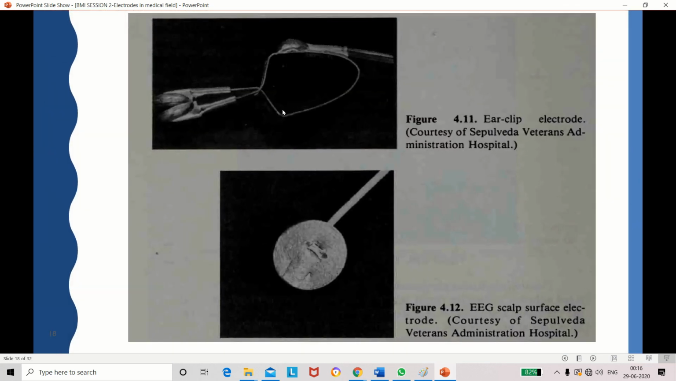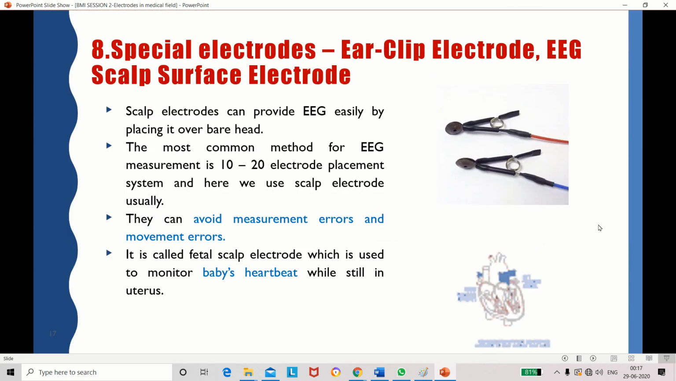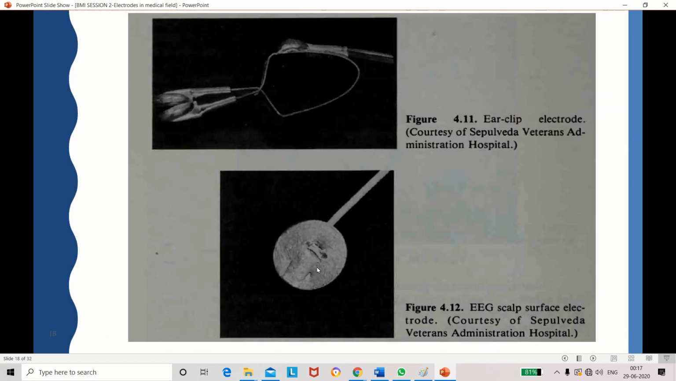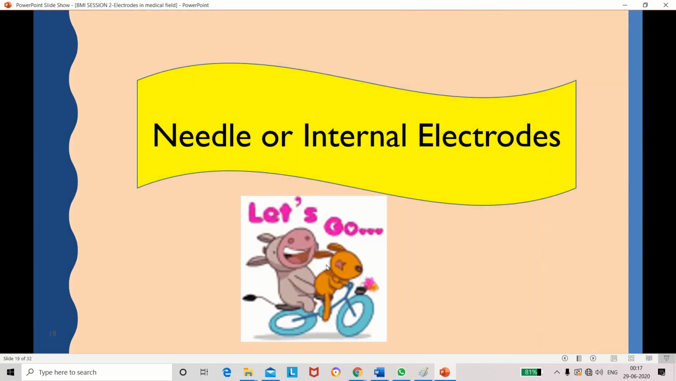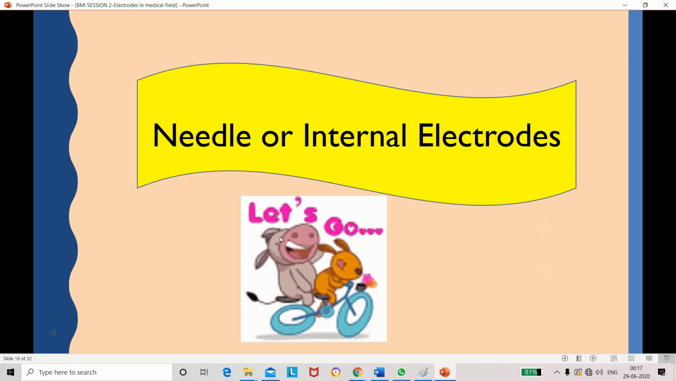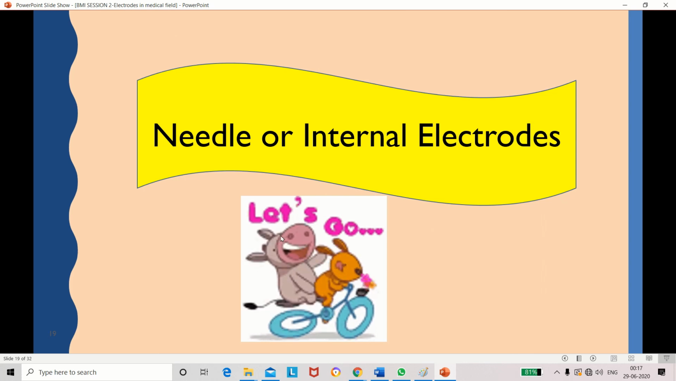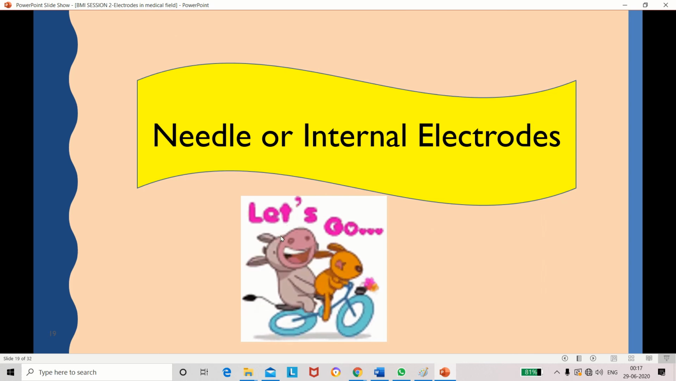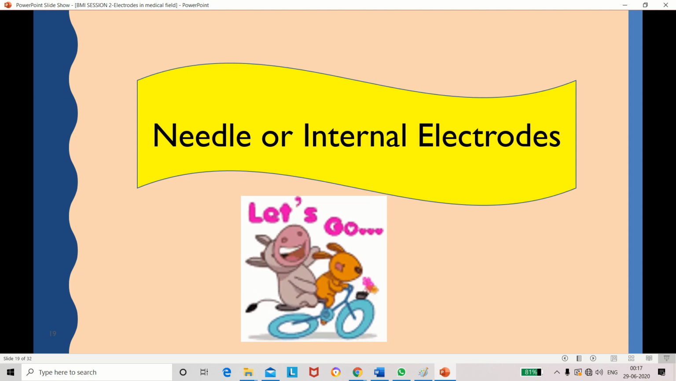See this? This is the example diagram for the ear clip electrode. This is the EEG scalp surface electrode. For better understanding, you can refer to the previous diagram, the ear clip electrode. So it will be easy for understanding. So up to that, we have discussed different types of body surface electrodes. I hope that you have understood the concepts. So now totally we have discussed 8 topics under these body surface electrodes, isn't it?